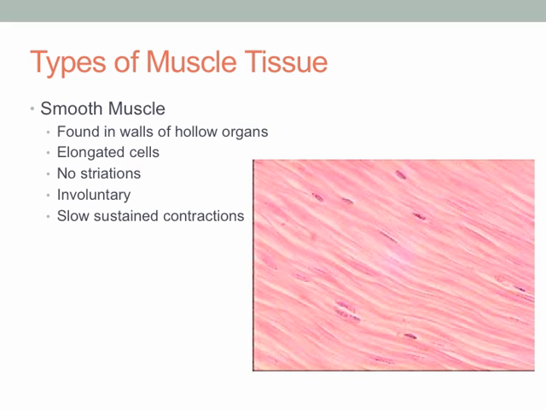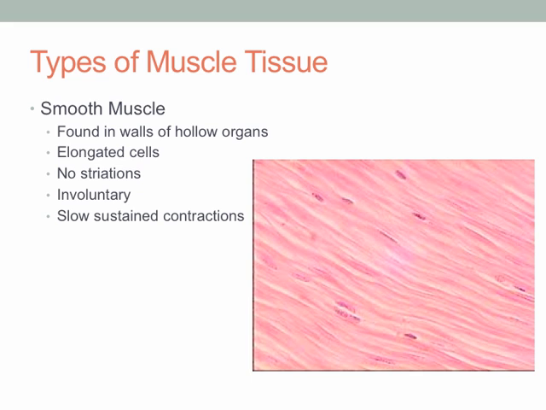The third and final type of muscle tissue is smooth muscle tissue. This is found in the walls of our hollow organs, like our stomach, our intestines, our urinary bladder. It contracts to move things along, to propel food along, to force urine out of our body. These cells are elongated like skeletal muscle cells, however, they're not nearly as long, but they are elongated.